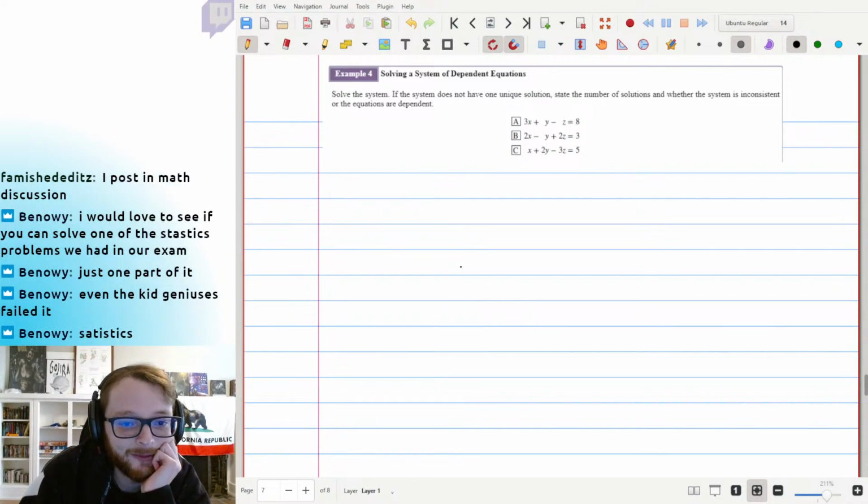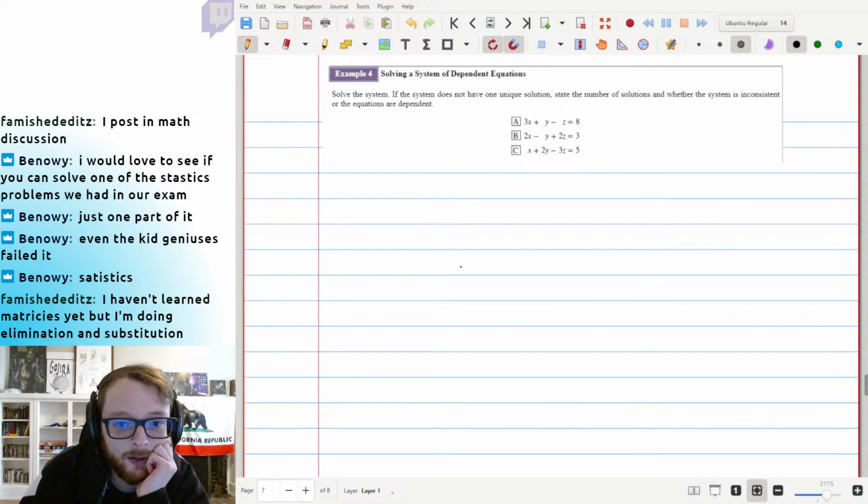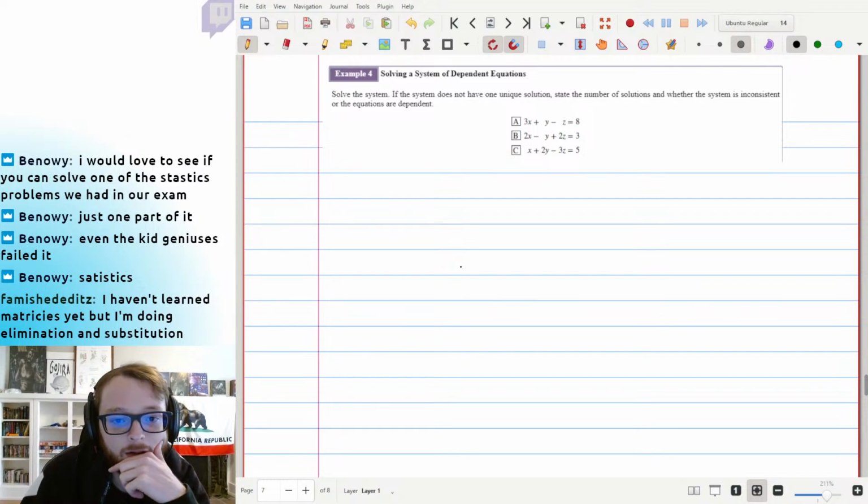I'll take a look after this one, but you haven't learned matrices, you're doing elimination substitution? Okay. All right, we can do that. Whenever there's three variables, it's a little bit tedious, but we definitely can.